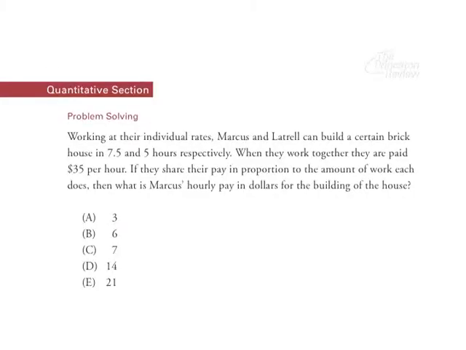Well, we want it to work well with the numbers that are in the question. So if Marcus can build the house in 7.5 hours, and Luttrell can build the house in 5 hours, we want to use a number that will be divisible by both 7.5 and 5. Let's try using 15. 15 is divisible by both 7.5 and 5, so it'll work well in this question.